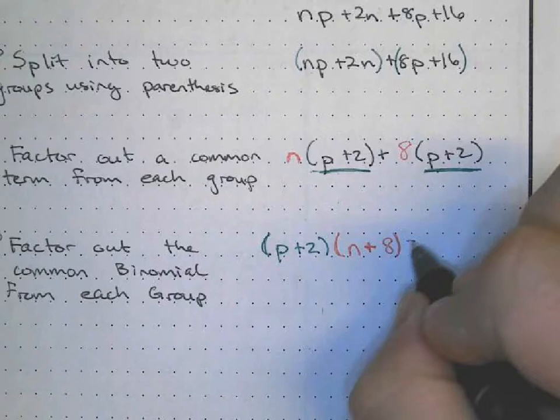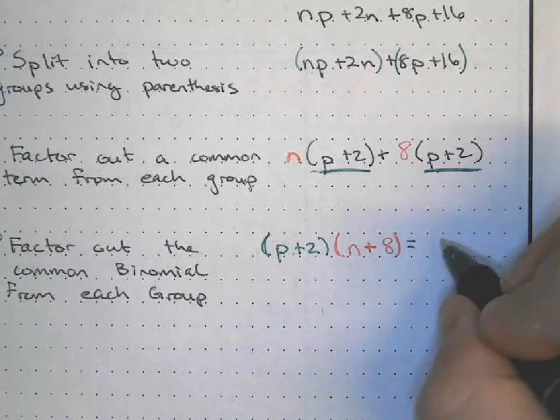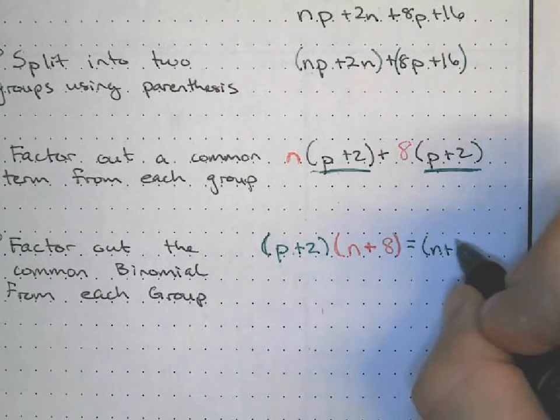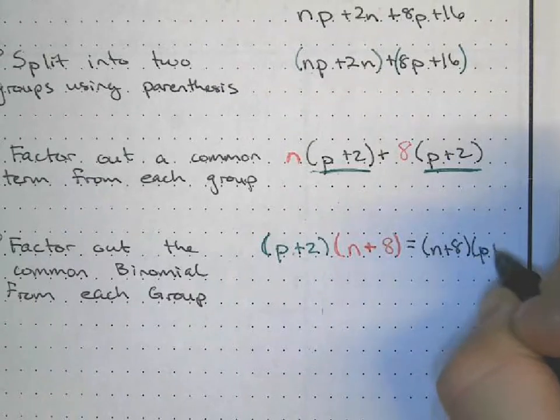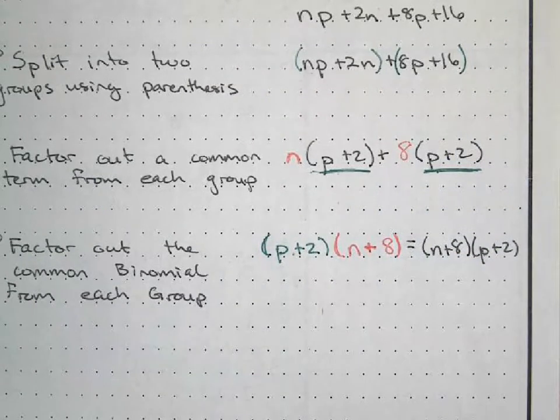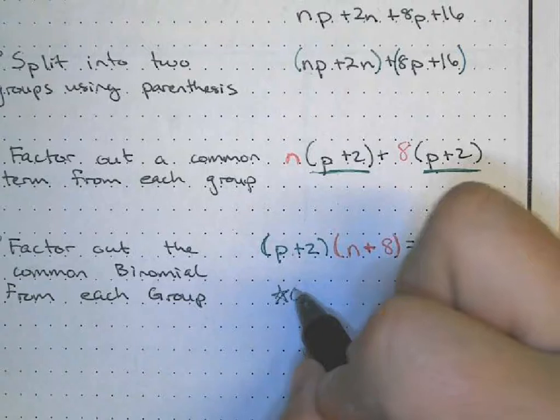And if you see it written with the order switched, that's perfectly fine. We can have n plus 8 times p plus 2, and these are the same thing. Order doesn't matter.